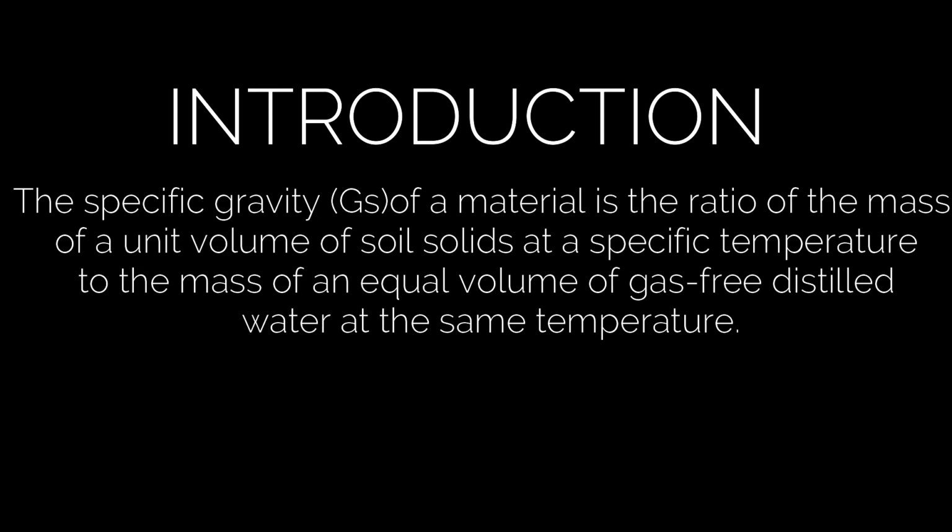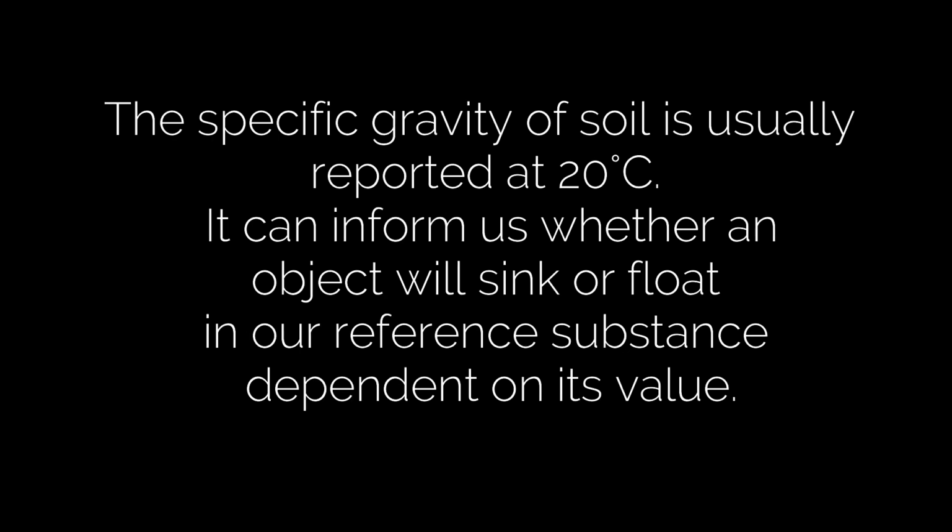The specific gravity of a material is the ratio of the mass of a unit volume of soil solids at a specific temperature to the mass of an equal volume of gas-free distilled water at the same temperature. The specific gravity of soil is usually reported at 20 degrees Celsius. It can inform us whether an object will sink or float in a reference substance, depending on its value.